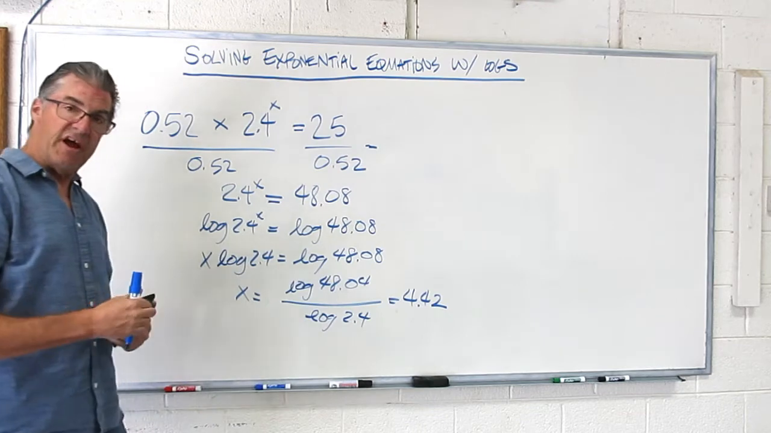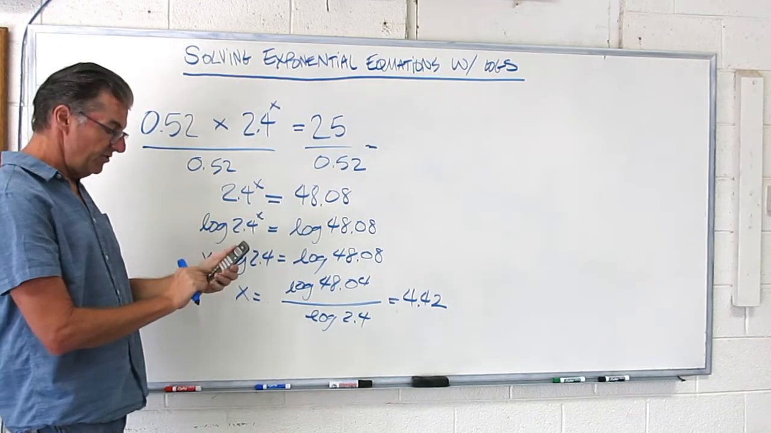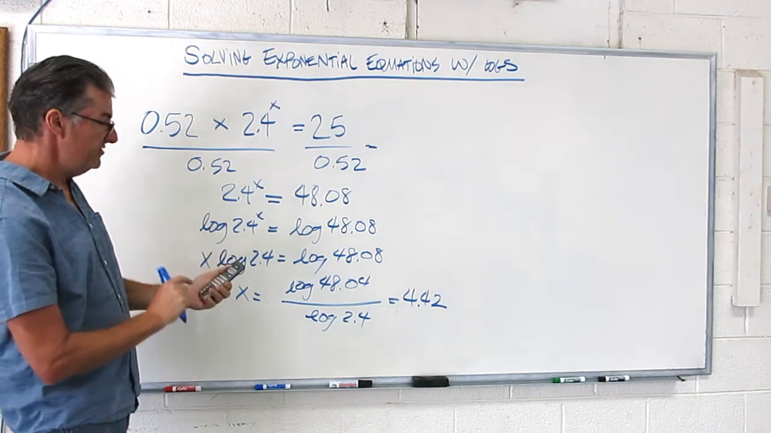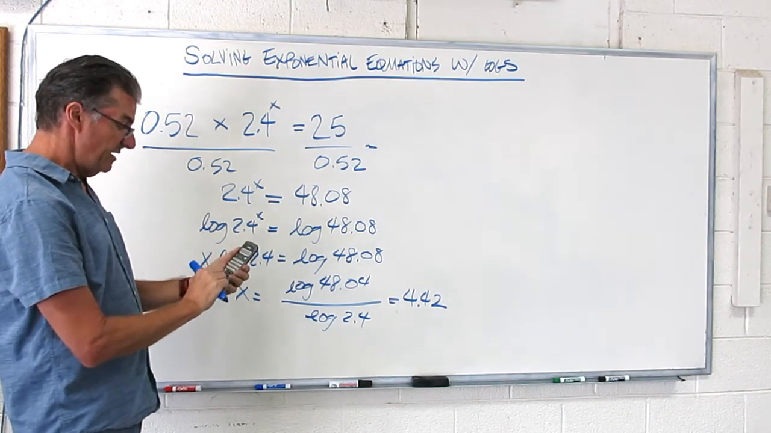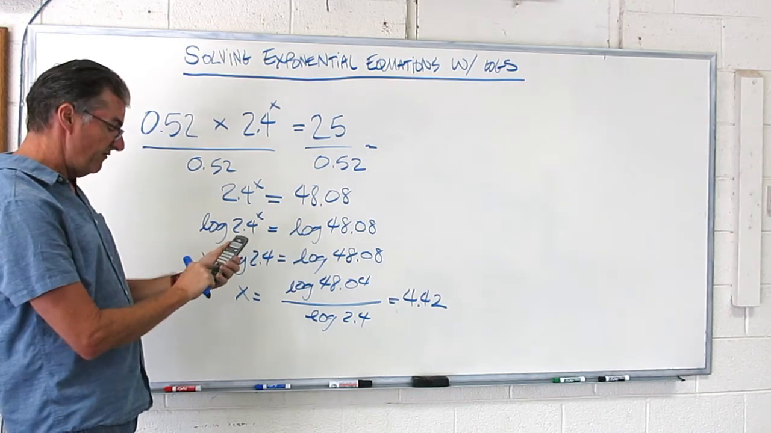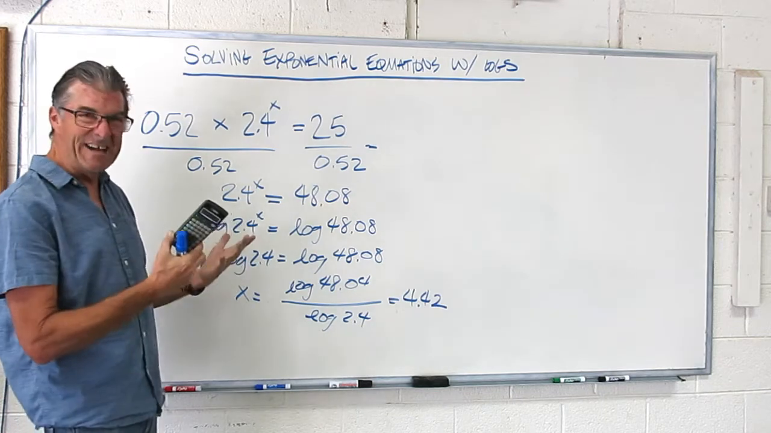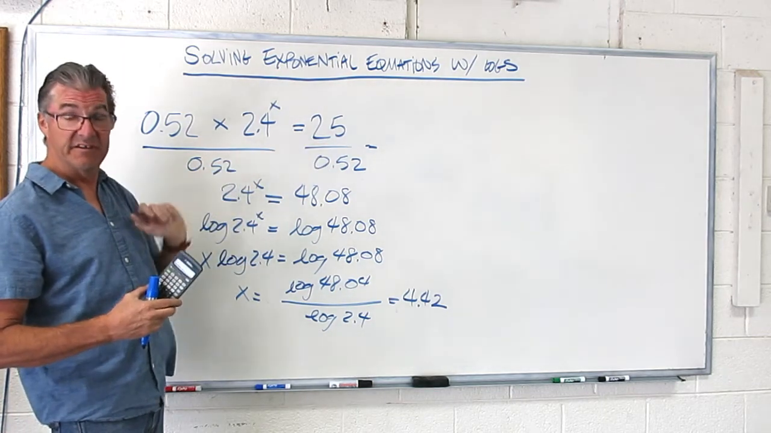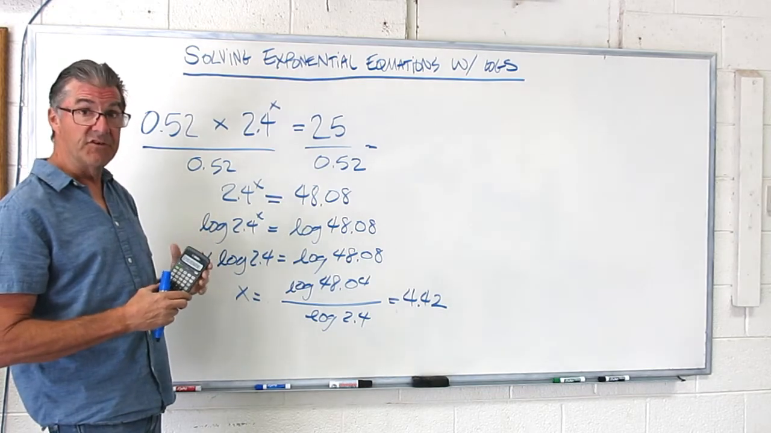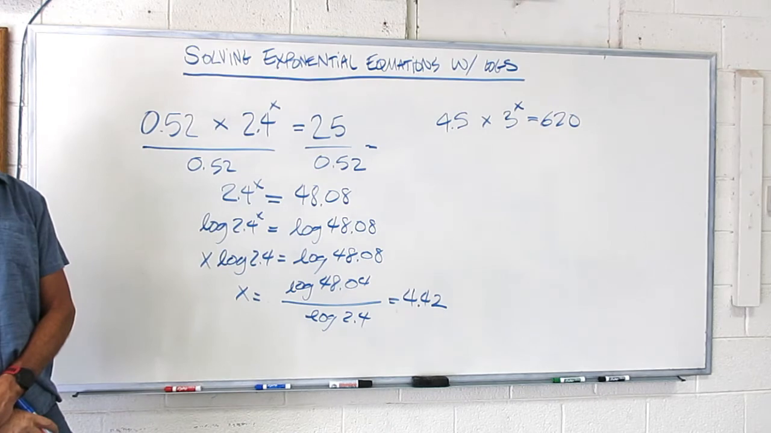So just to check, I could put this 4.42 into this equation. So I'm going to do 2.4 raised to the 4.42 power, and then multiply that by 0.52, and I get 24.9. Remember, I did some rounding, so 24.9 is leading me to 25, so I did that right. So now I have one for you to try. Pause the video and give that problem a try.